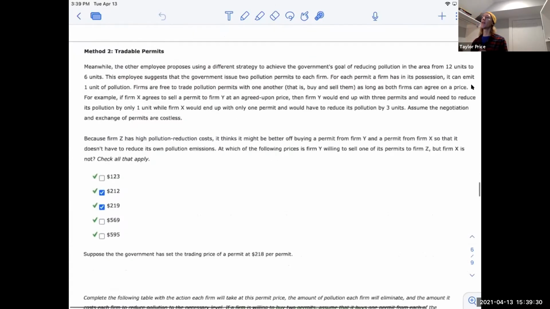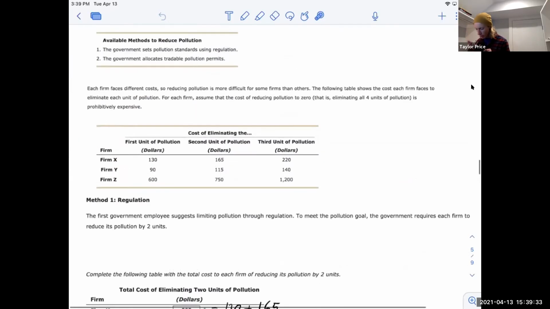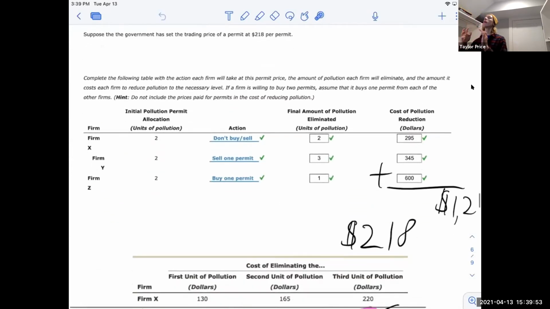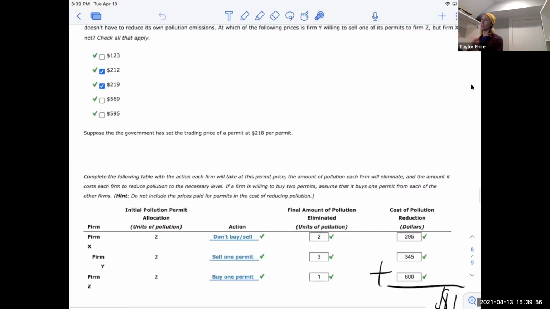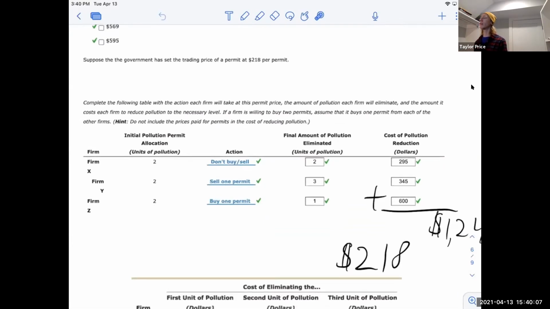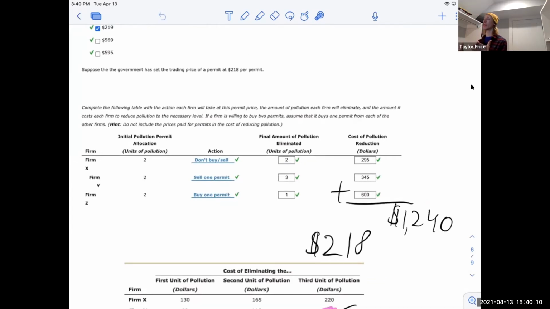We can see that the government needs to set their price between $212 and $219. So basically some amount less than 220, but more than the next amount, which in this case is 165. The correct answer for that one was between 212 and 219. But then the next piece we get is we're told that the government has set the price of a permit at $218. So now it gets kind of complicated, because we have to determine who is going to trade permits.